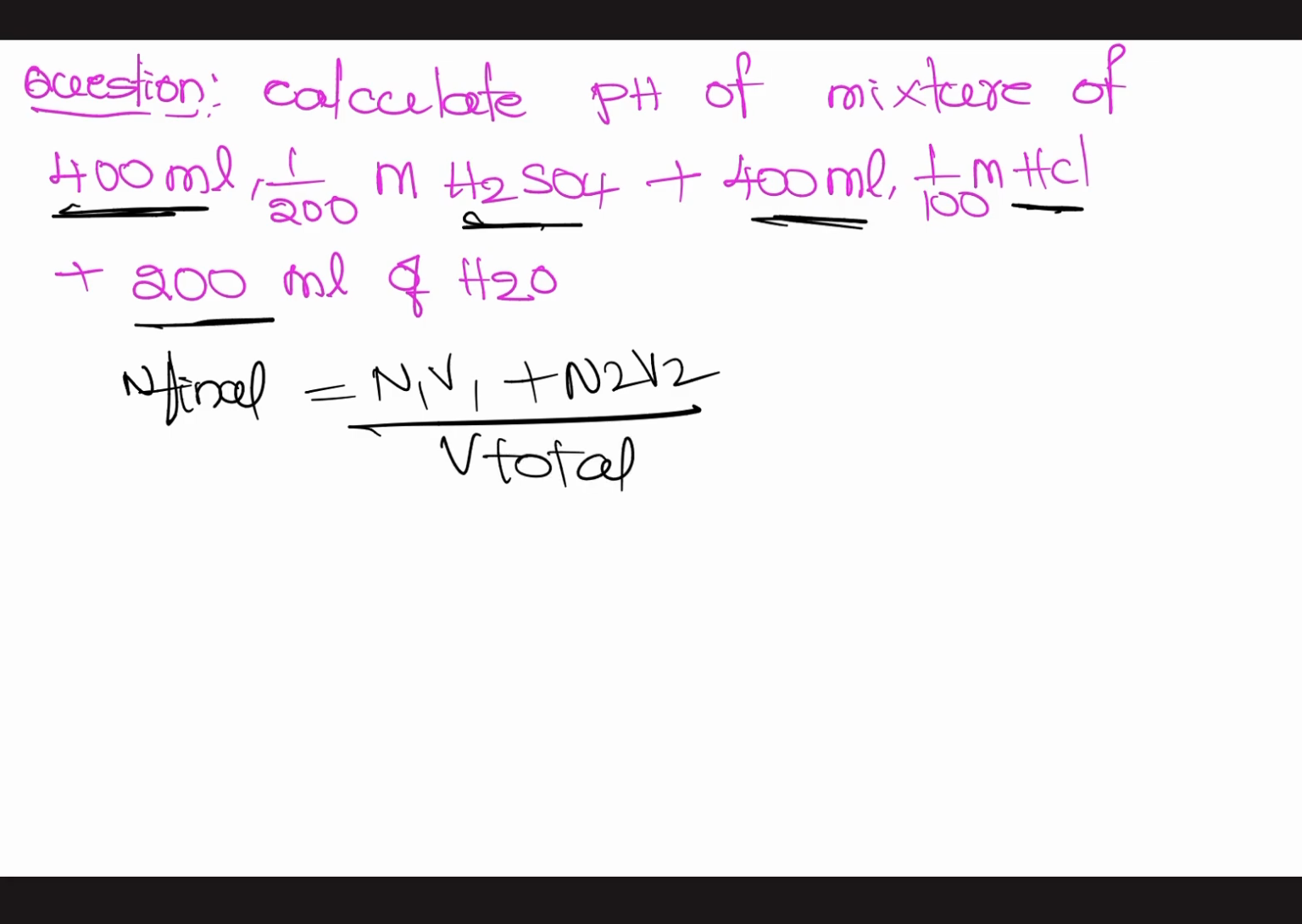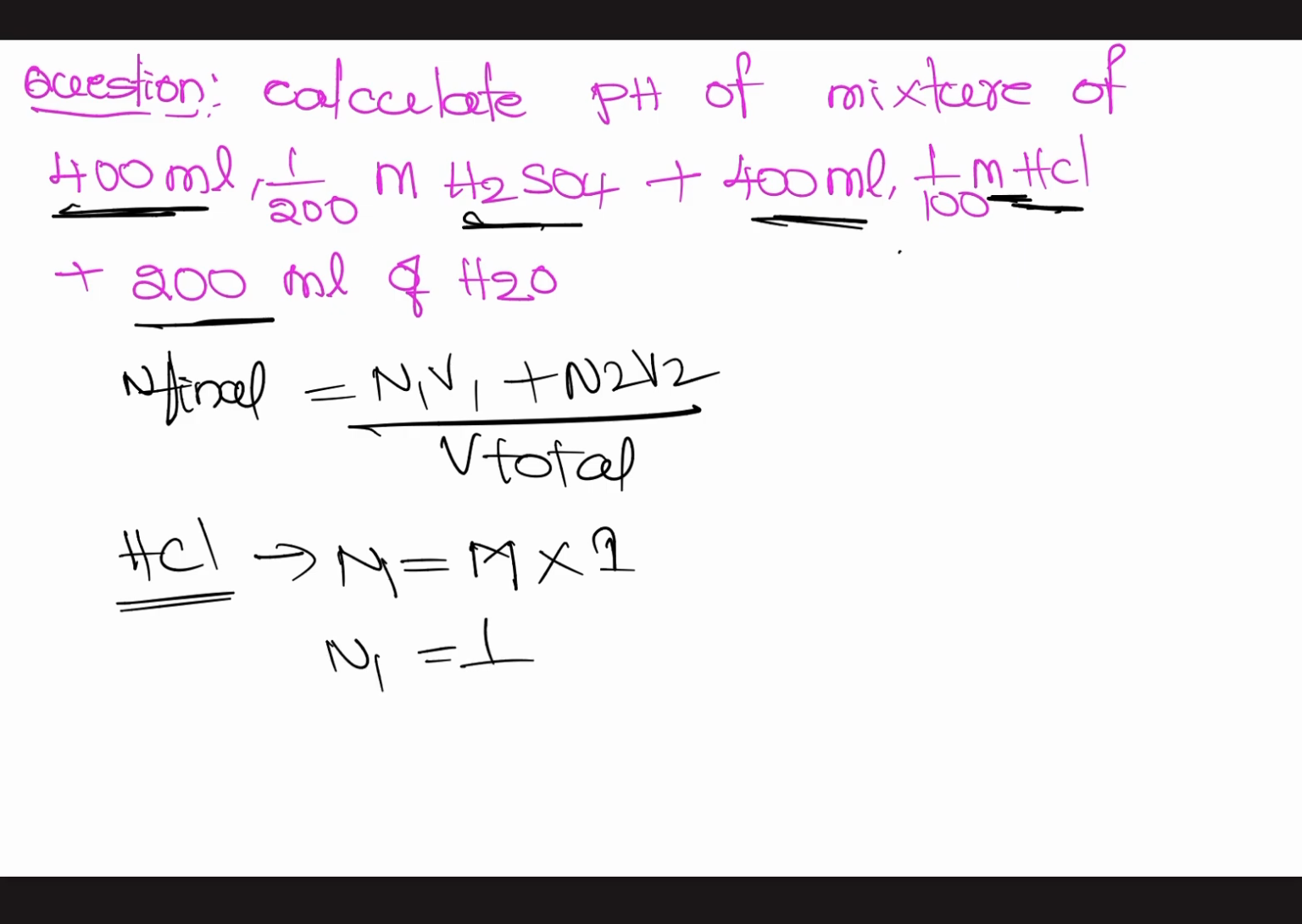For example, take the HCl concentration. I am calling it N1, but they have given the molarity. So how to calculate the normality? Normality is equal to molarity into N factor. Here the N factor is 1, so molarity is equal to normality. So N1 is equal to 1 by 100, and V1 is equal to 400 ml.